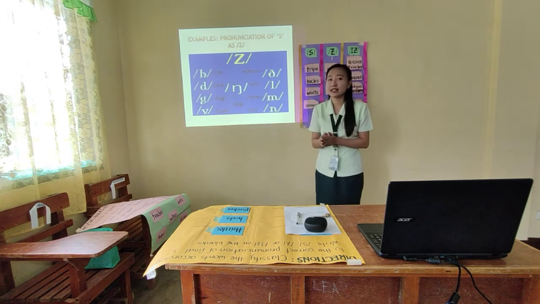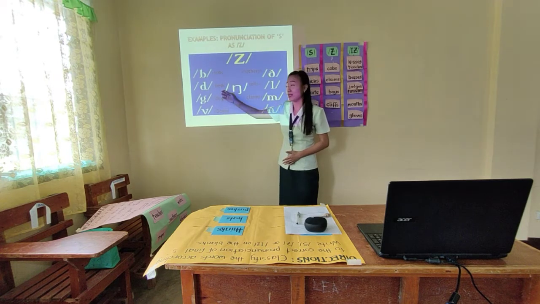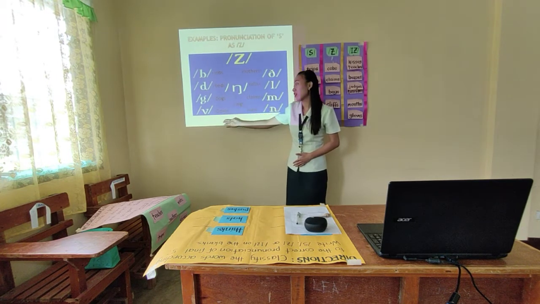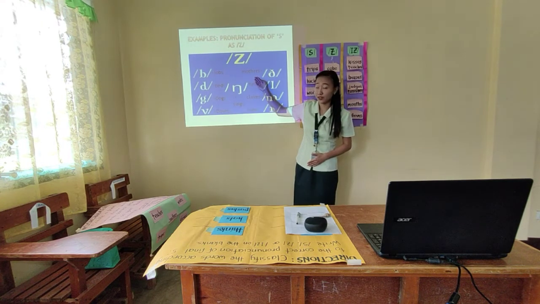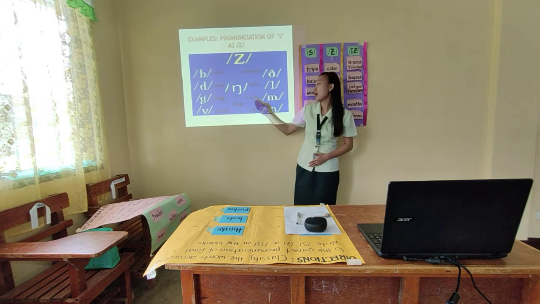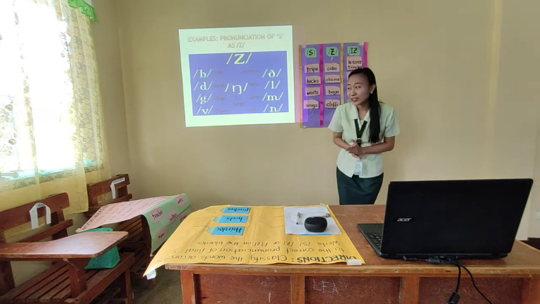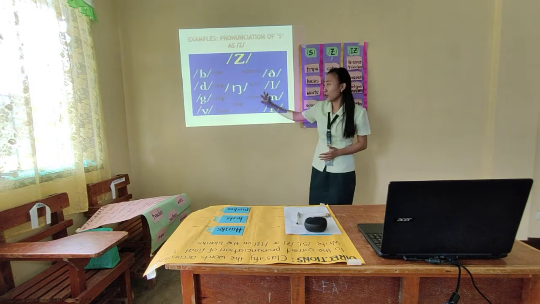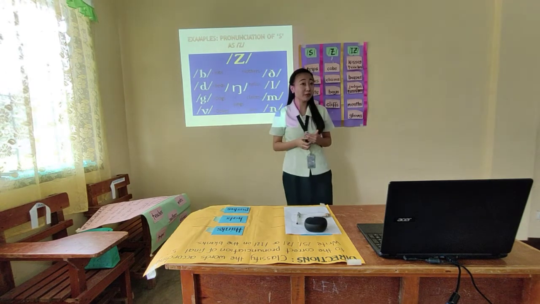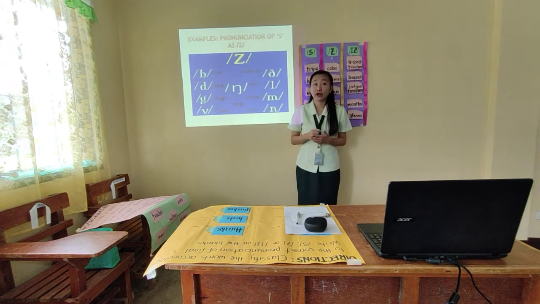So let's read examples. We have jobs, beds, dogs, doves, sings, mothers, tells, planes, nuts. Okay, so please repeat this one, class. Okay, thank you. So, when you read those words, did you feel any vibrations on your throat? Okay, so that's what we call the voiced consonants.